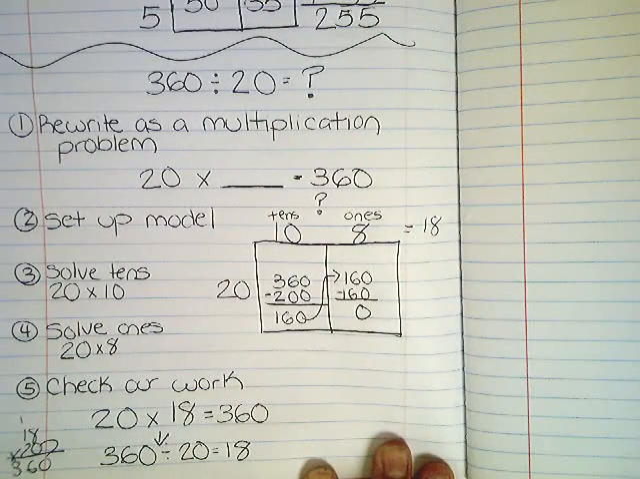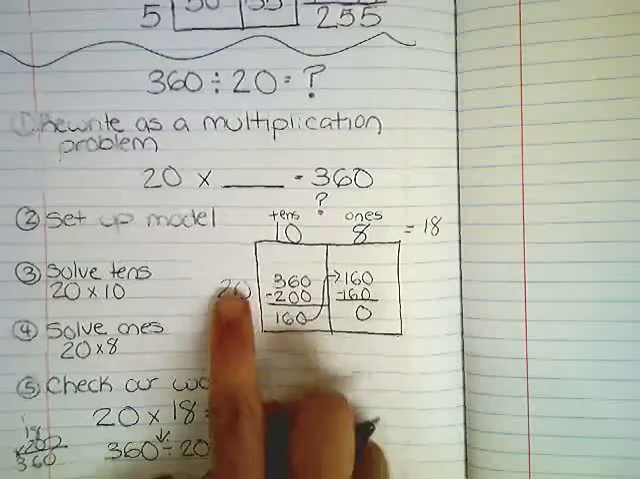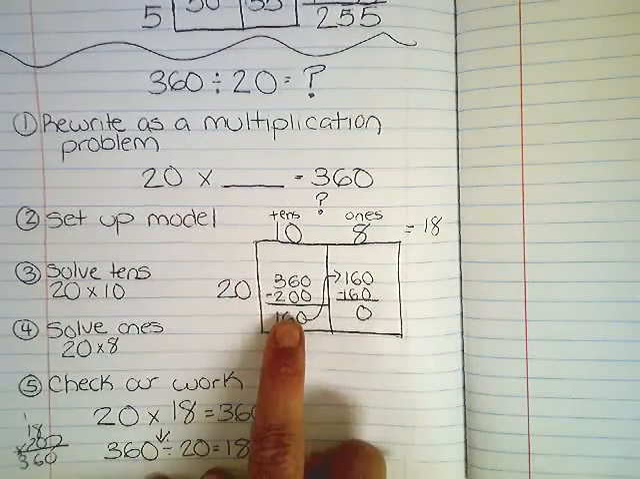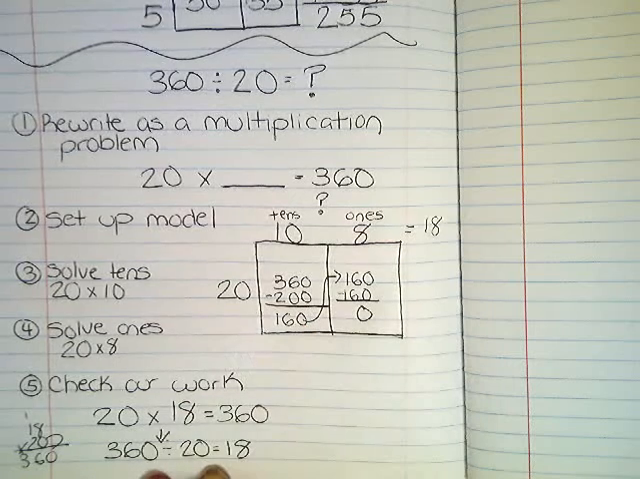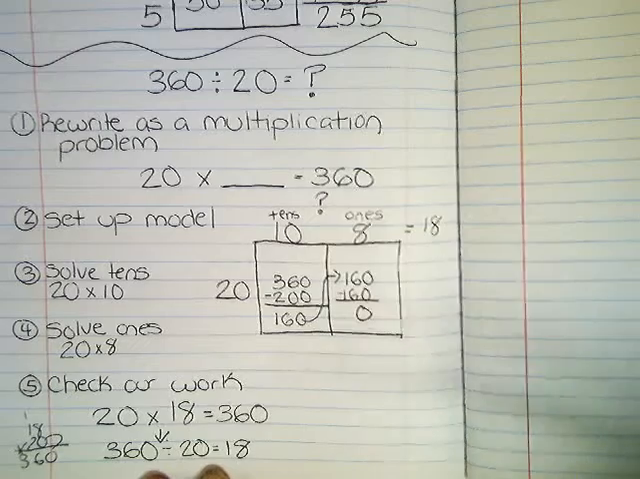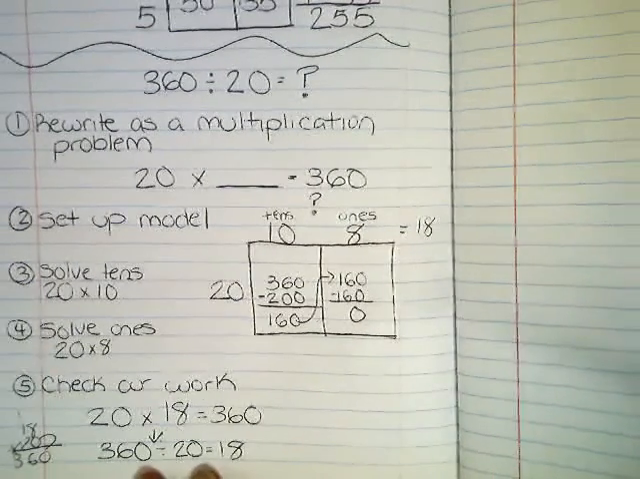Basically, using models to divide is like using a model to multiply. Instead of knowing your two sides, you know one of your sides and you know what your final product would be. And we're working backwards because multiplication and division are inverse operations. Let's go ahead over to guided practice and do our guided practice together.